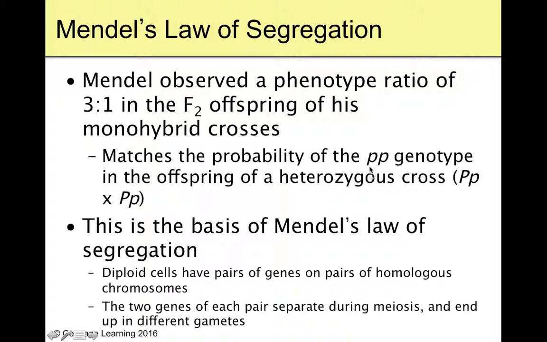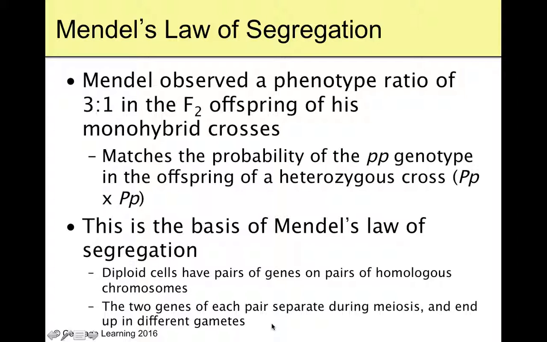It matched the probability of the little p genotype in the offspring of a heterozygous cross, and that was the basis for Mendel's law of segregation, which is these diploid cells that have a pair of genes on pairs of homologous chromosomes. This is today's language. And the two genes of each pair will segregate during meiosis and end up in different gametes.